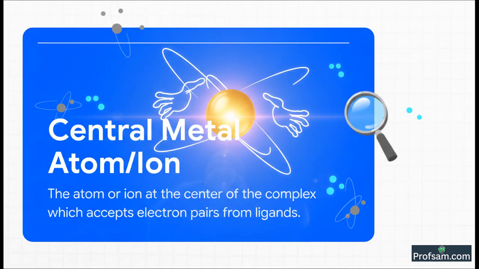So if the ligand is the giver, who is the acceptor? That is the central metal atom or ion. It sits right at the heart of the compound. You can imagine it has empty orbitals that are like open hands, ready to accept the electron pairs donated by the ligands. Everything in the compound is organized around the central atom.